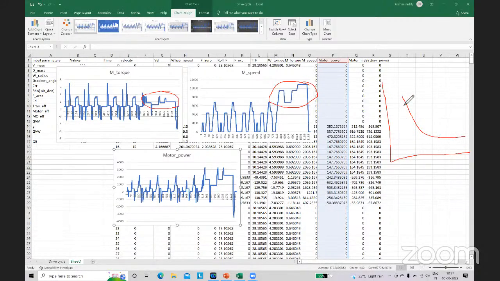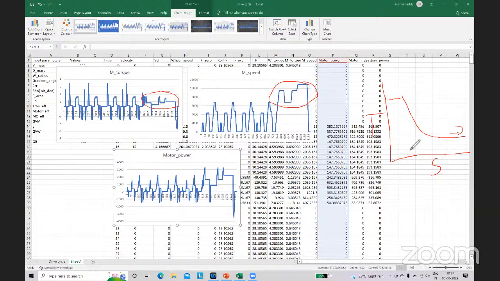Initially, the vehicle requirement torque is high. As the speed increases, the torque has to decrease. The motor also supplies the same thing. Initially, the motor gives higher torque. Later, as the speed of the motor increases, it gives less torque.